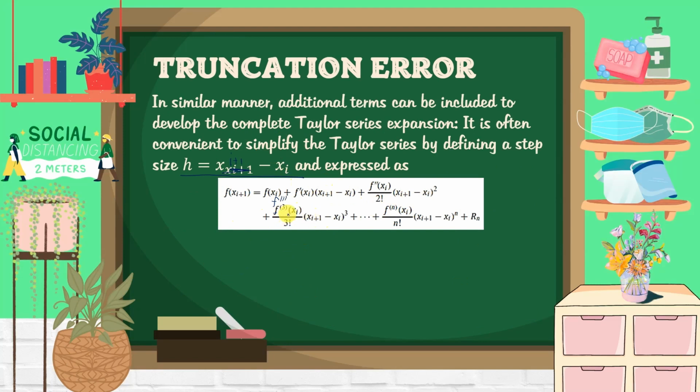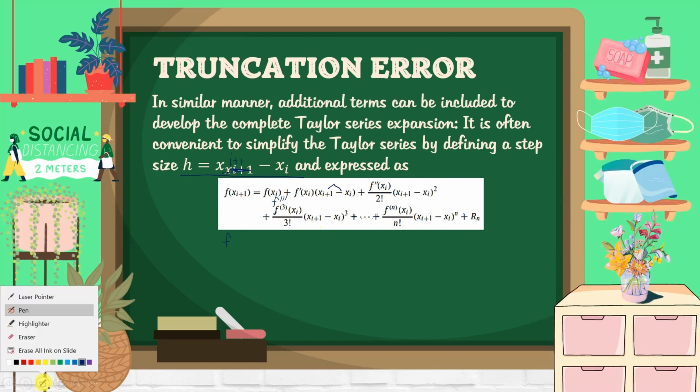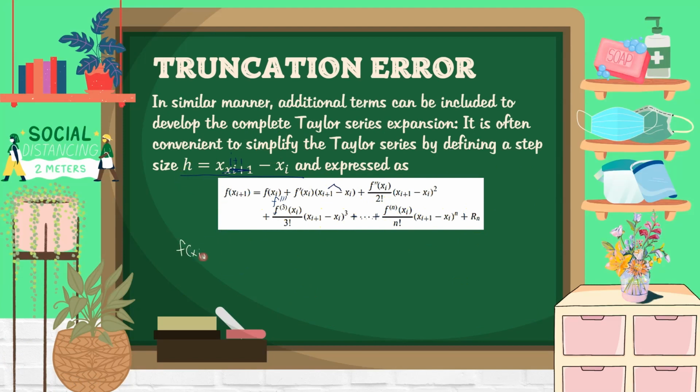So, the third derivative of the function at xi over 3 factorial multiplied by xi plus 1 minus xi cubed, and so on and so forth until you reach the nth derivative of the function at xi over n factorial multiplied by xi plus 1 minus xi raised to n, plus the remainder R sub n. Simplifying this, you will also be able to represent the function using the step size h. But you have to be careful in writing h and n.